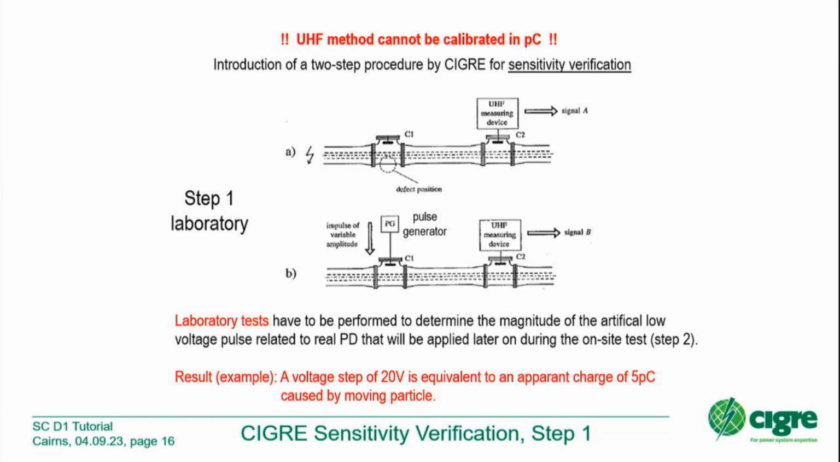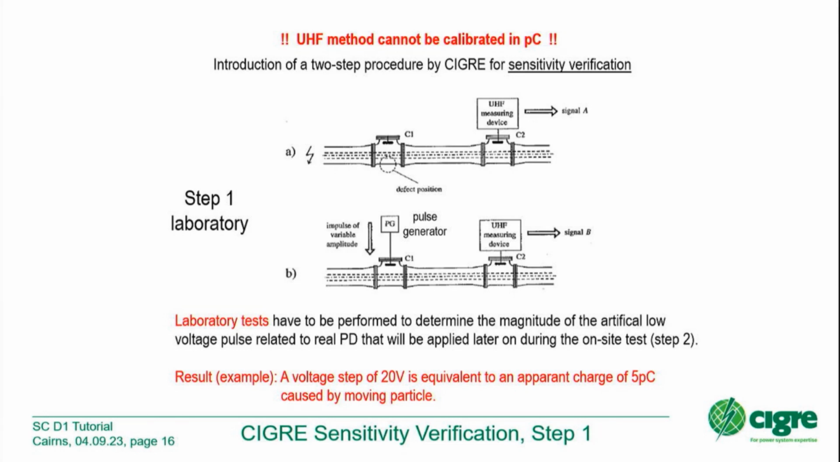And it was very simple. We have a test arrangement which consists of the GIS test setup with a defect, with 2 couplers and with a UHF measuring device. At that time, it was not defined whether it is a spectrum analyzer, a digital instrument, or whatever. In the first step, we have the defect here. At that time, a mobile particle, this jumping particle, was always used. We increase the voltage until the IEC 60270 system is showing us 5 pC from this moving particle.